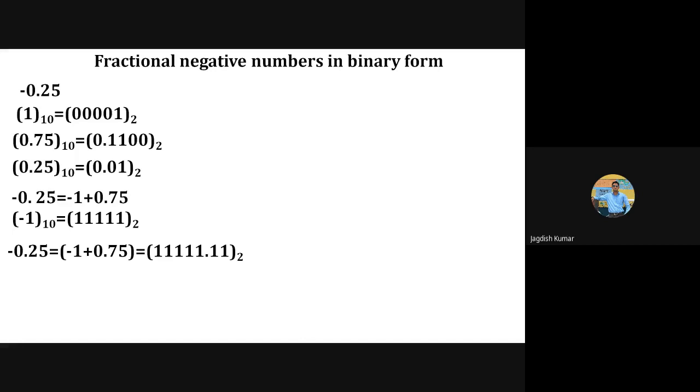Okay, everyone got this? What I was trying to say? How minus 0.25 is converted into 2's complement? Is it clear to everyone? Okay. Now let us do one more example. It's not over yet. You should be comfortable.